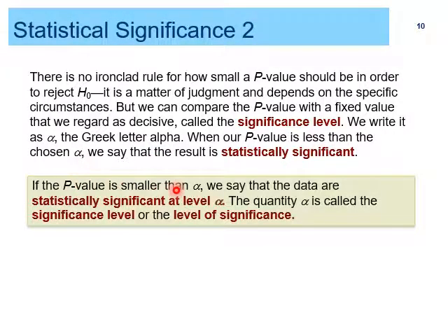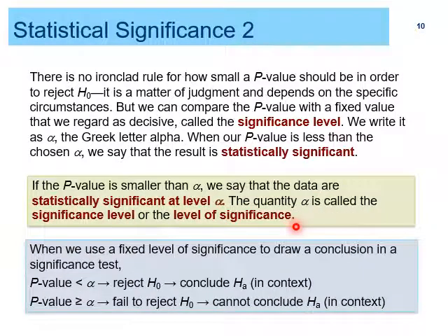If the p-value is smaller than alpha, we say that the data are statistically significant at level alpha. The quantity alpha is called the significance level or level of significance. So now we can conclude it. When we use a fixed level of significance to draw a conclusion in a significance test, if the p-value is less than alpha, we reject the null hypothesis.